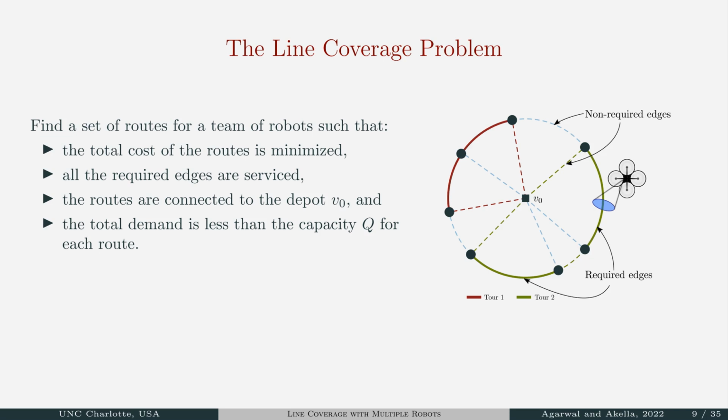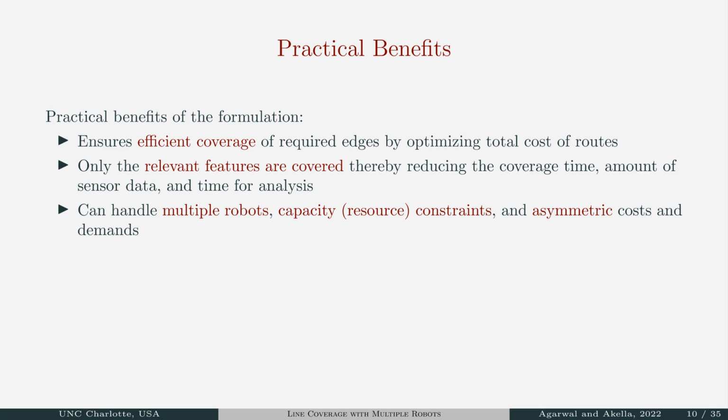We can now define the line coverage problem. Find a set of routes for a team of robots such that the total cost of the routes is minimized, all the required edges are serviced, the routes are connected to the depot, and the total demand is less than the robot capacity. There are several practical benefits of using the formulation.